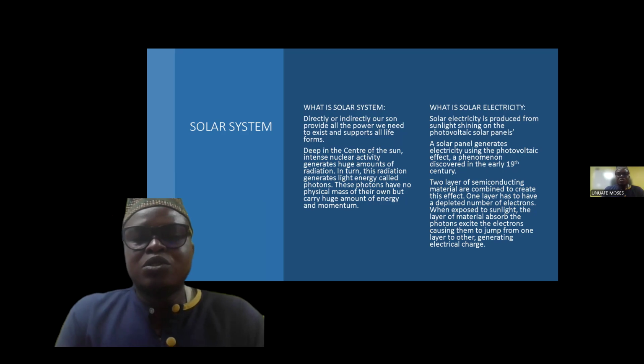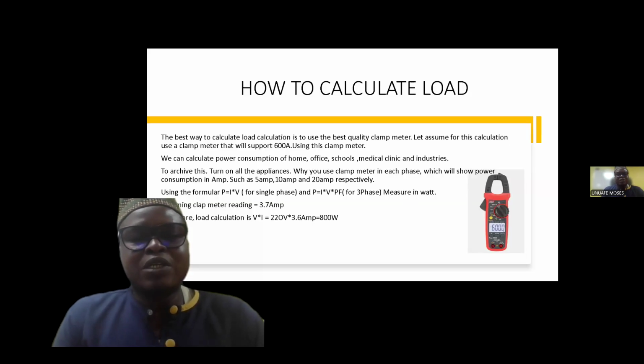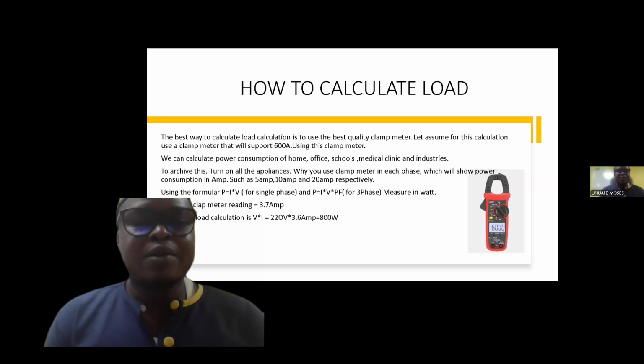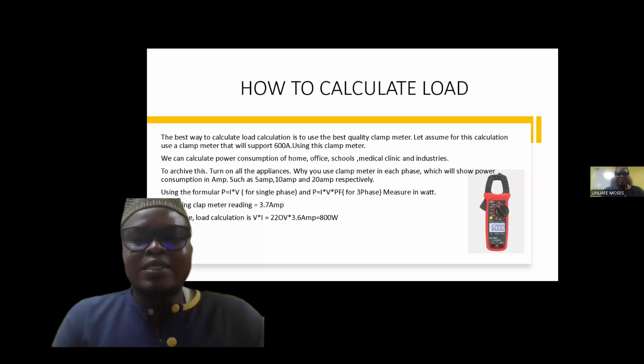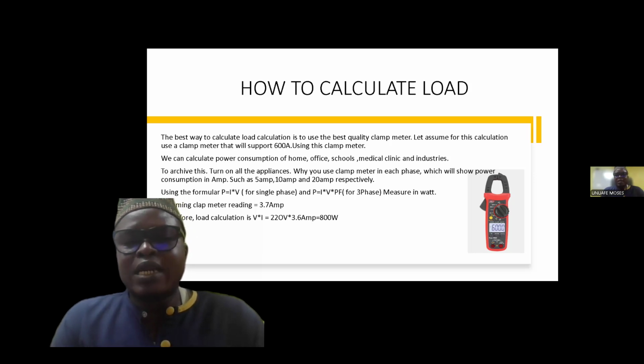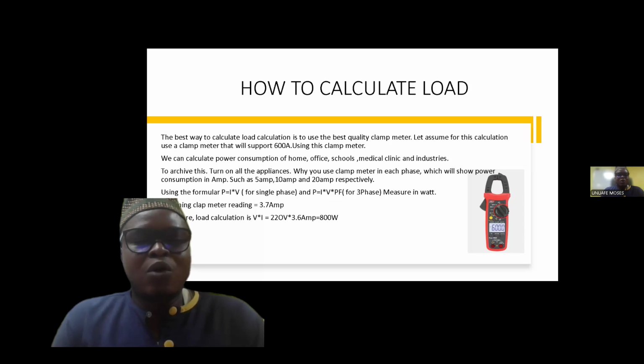Now, for us to use this electrical charge effectively, in a safe manner and reliably, and to ensure proper functioning of our system or in helping our system design, there is a need for us to calculate the load of the residential. And the best way to calculate the load is to use the best quality clamp meter. For instance, let's assume a calculation using a clamp meter of 600 amps.